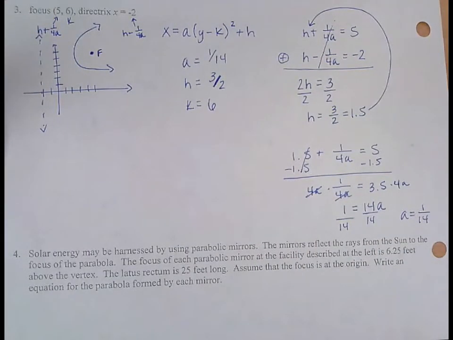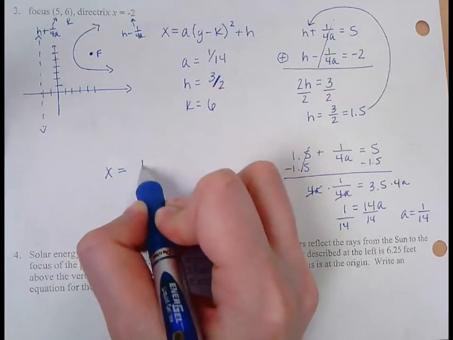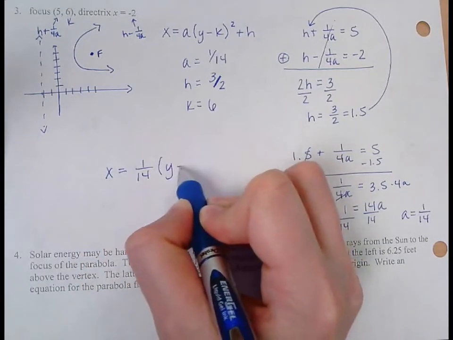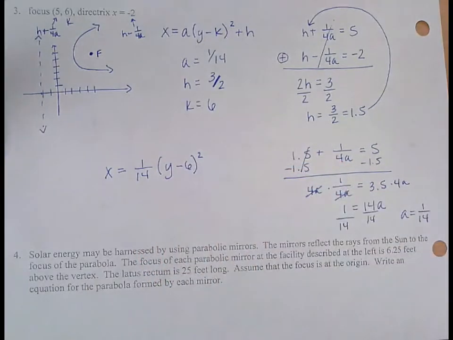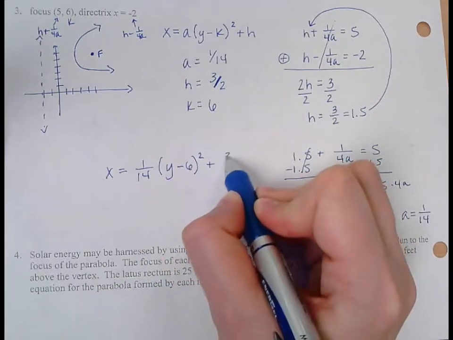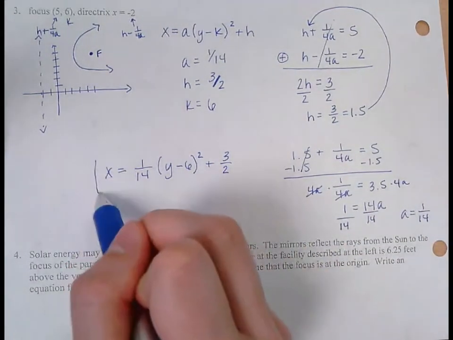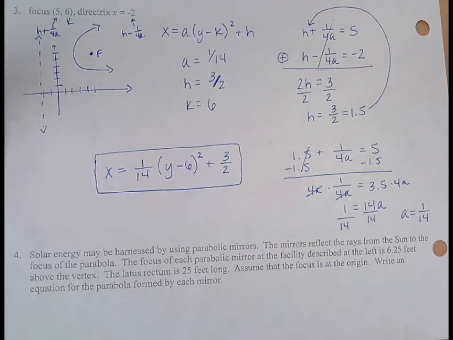Okay, and then once you have a, h, and k, substitute them in. Make sure you're putting h and k in the correct place. So we have x equals 1/14 times the quantity y minus k, which is 6. So y minus 6 quantity squared, plus h, which is 3 over 2, or 1.5 if you had it as a decimal. That's the equation of the parabola described.